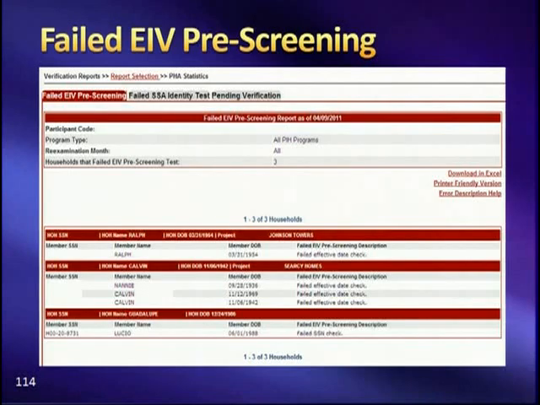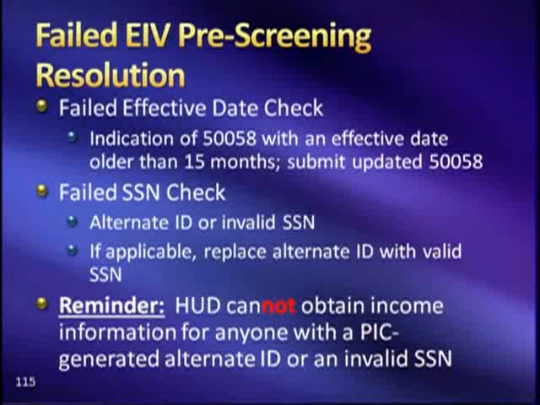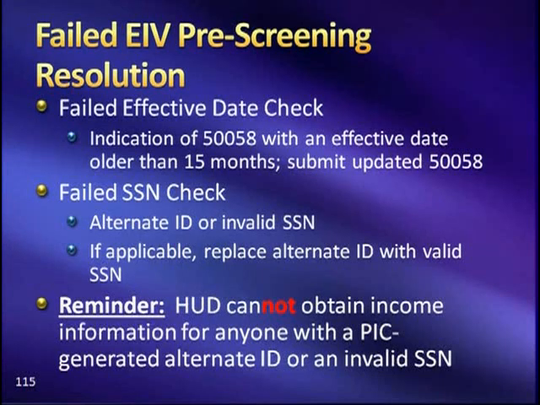But I don't have a screenshot of that, but I've showed it to you before in previous EIV training sessions. But I want you to know, for your failed effective date check, that is a warning flag that you have an overdue annual re-exam, or you have not transmitted successfully an updated 5.8 with a date within the last 15 months. This is an easy fix. All you have to do is basically submit an updated 50058.